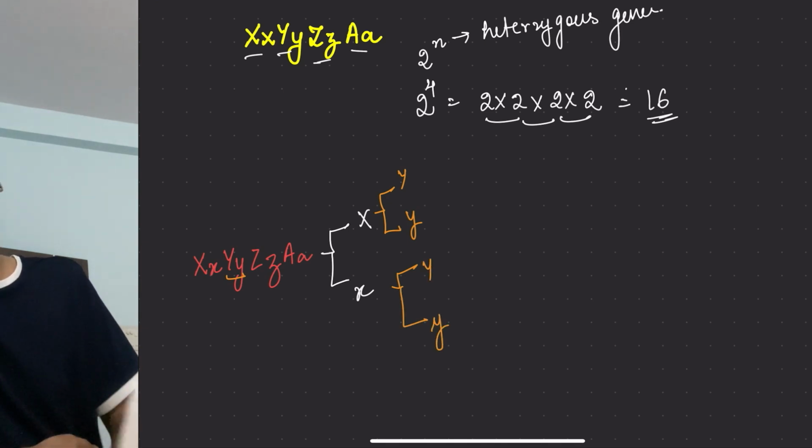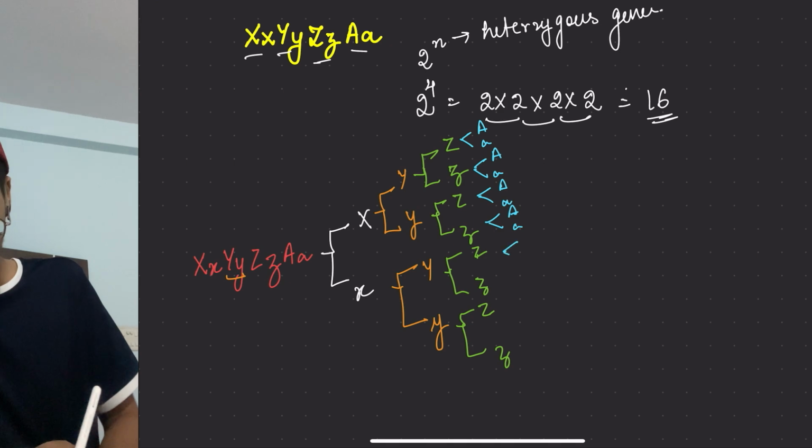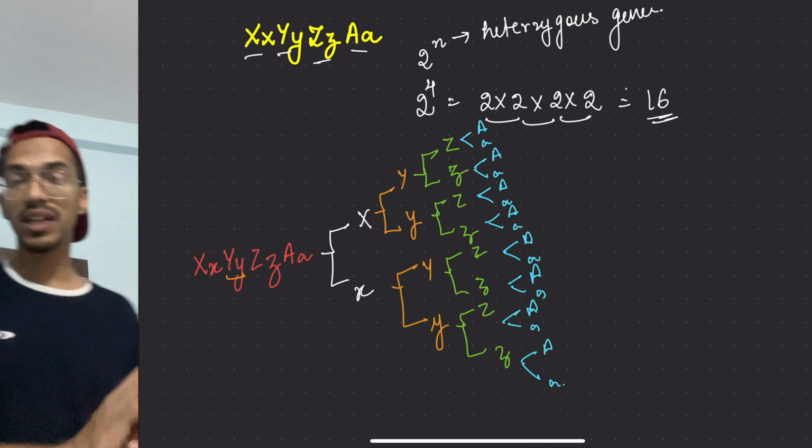Move further, then it has capital Z, small z, capital Z, small z, capital Z, small z, capital Z, small z, and the last one would be capital A and small a with everyone. So this becomes a total of 16 such gametes. All are different ones. I hope this thing is understood.